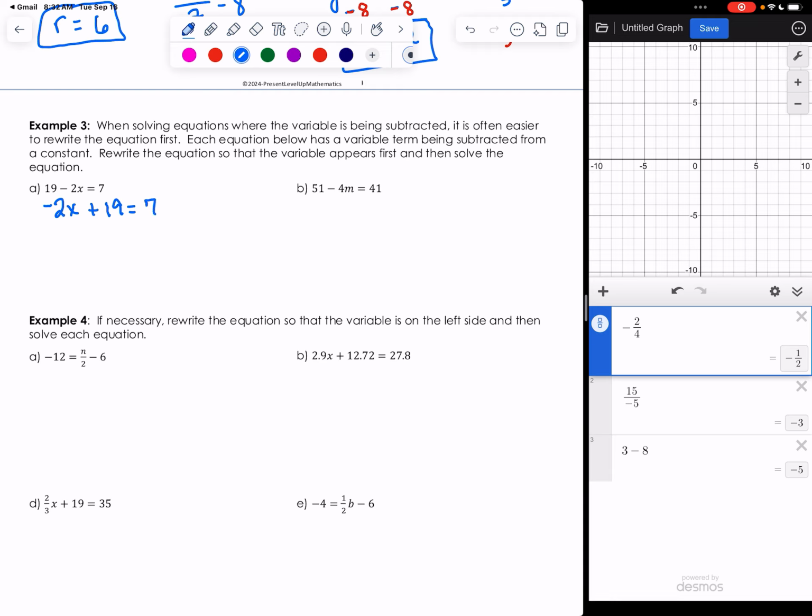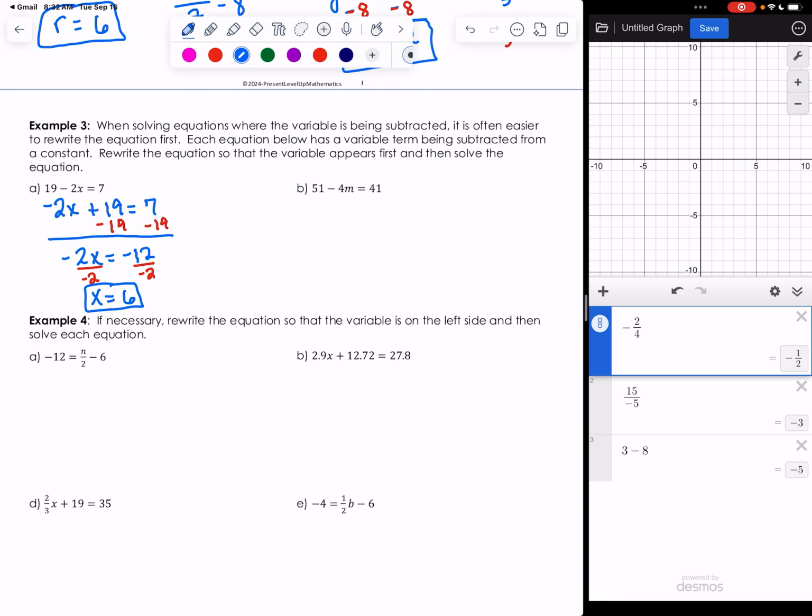So our variable, we're multiplying it by negative 2 and adding 19. So if I do the opposite, I would subtract 19 and then divide by negative 2. So subtract 19. 7 minus 19 gives me negative 12. And then divide by negative 2. So x equals positive 6.